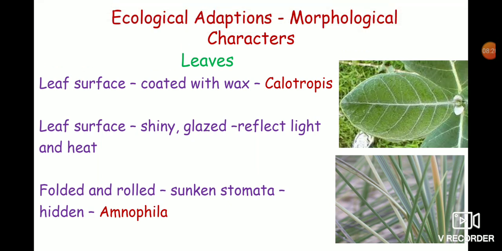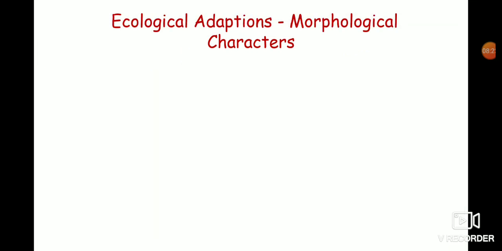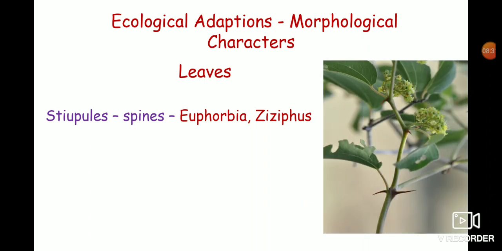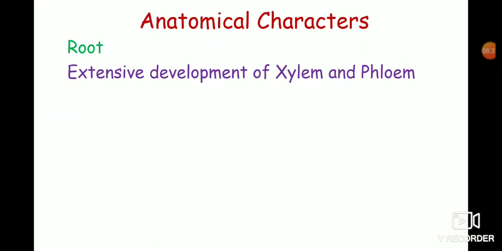In some plants such as Euphorbia and Ziziphus, the stipules become modified into spines. So here you can see in Ziziphus the stipules are modified into spines. Now we will discuss the anatomical characters.